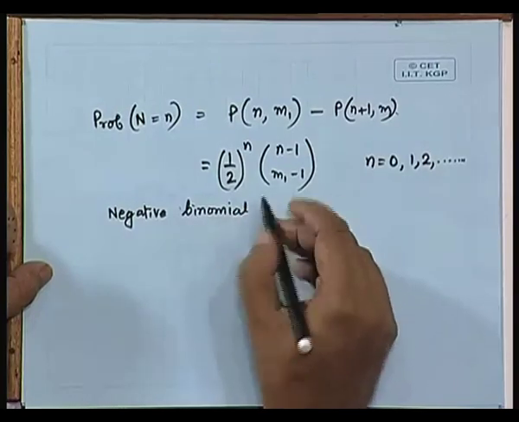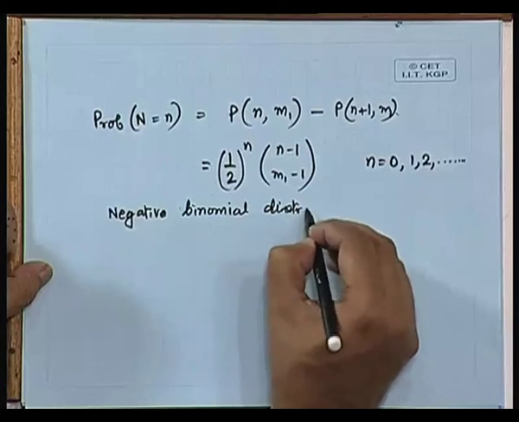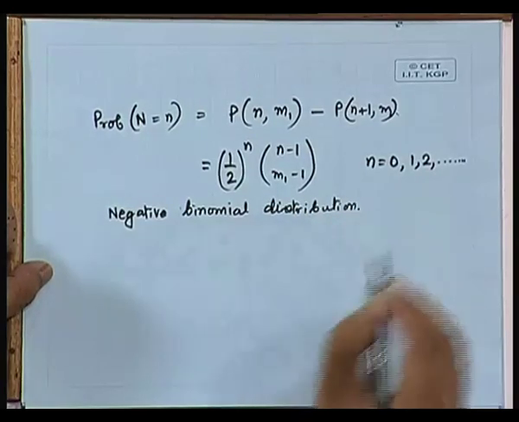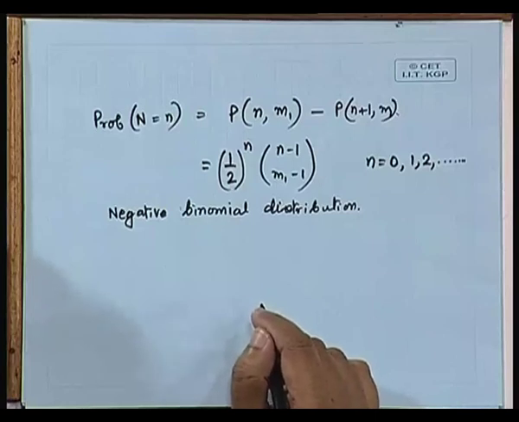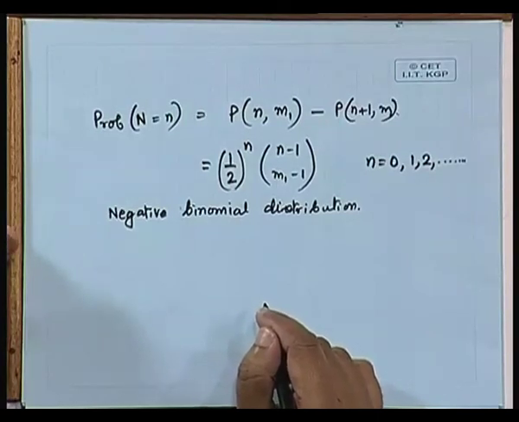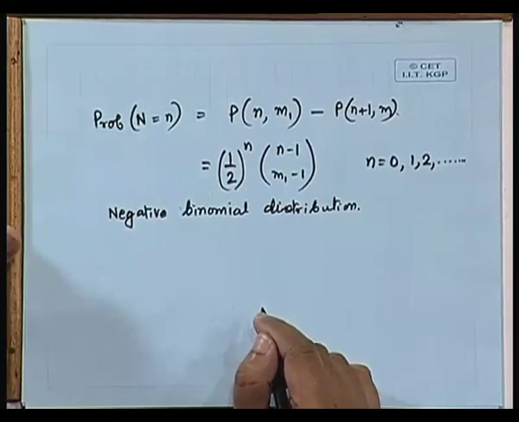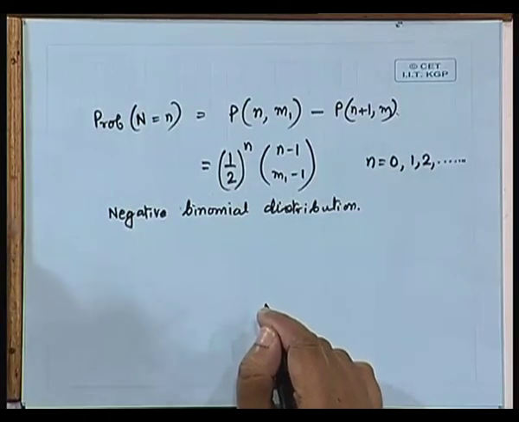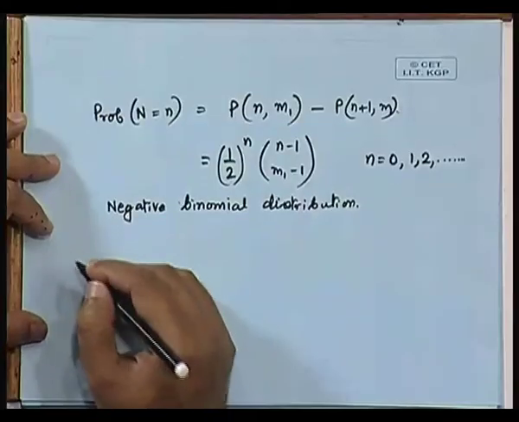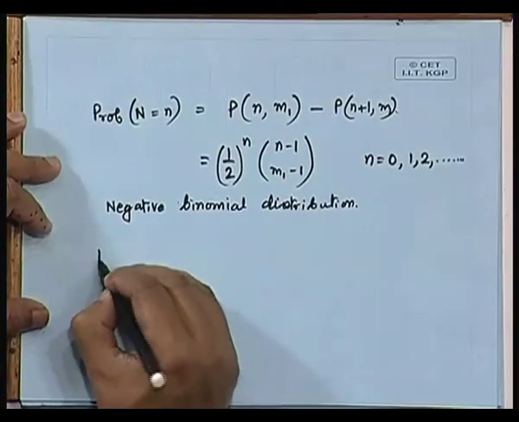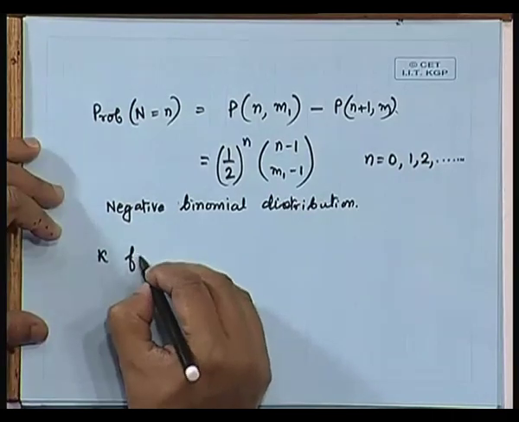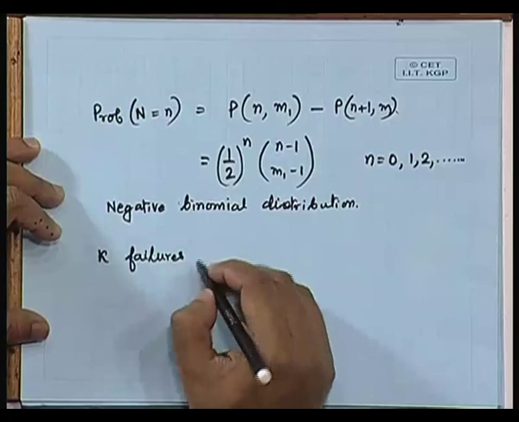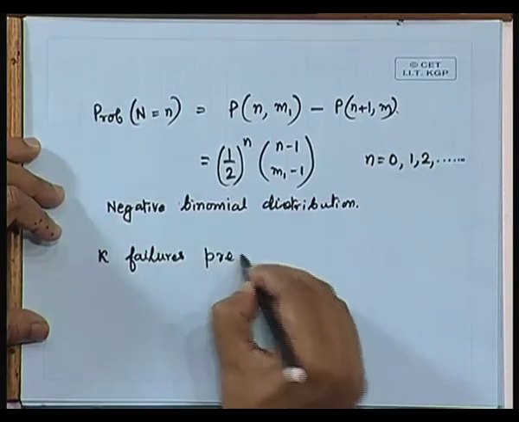This distribution is a negative binomial distribution. In fact, the negative binomial distribution is the one that we normally get from long repeated Bernoulli trials. What we have to consider is that you can take any binary event experiment, let us say tossing of a coin, and you take the probability that k failures precede the rth success.